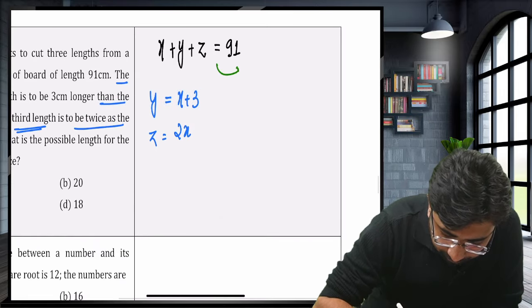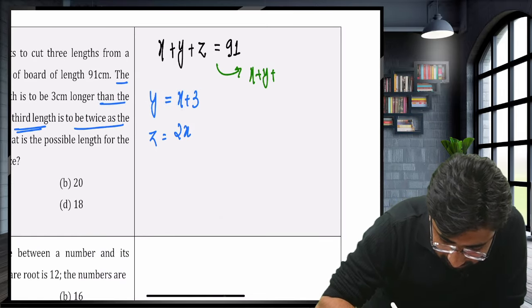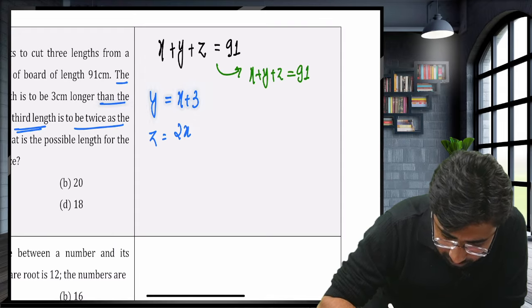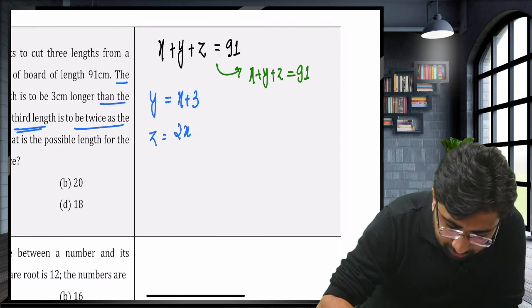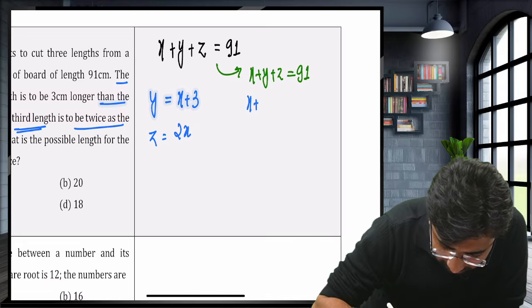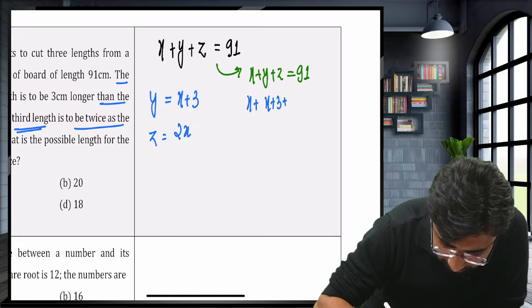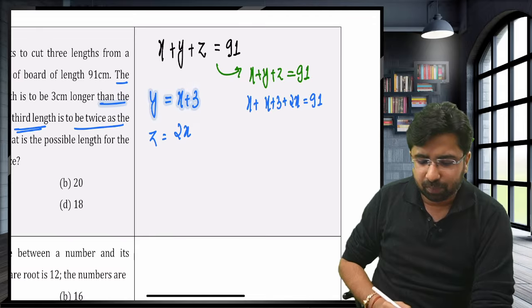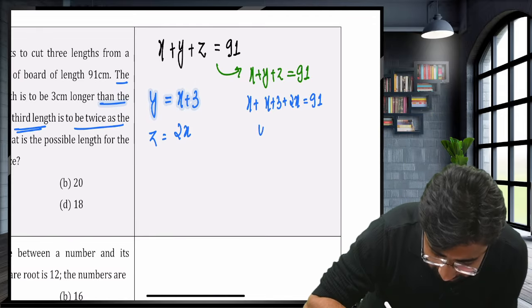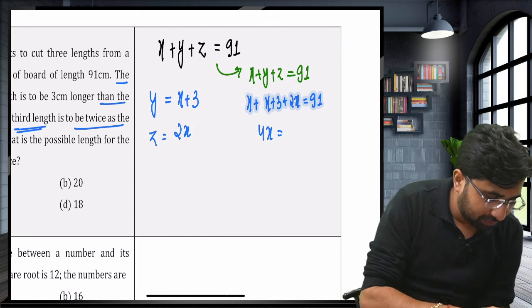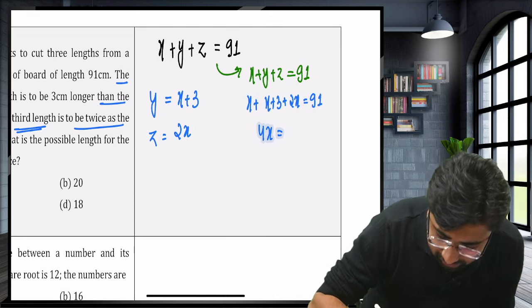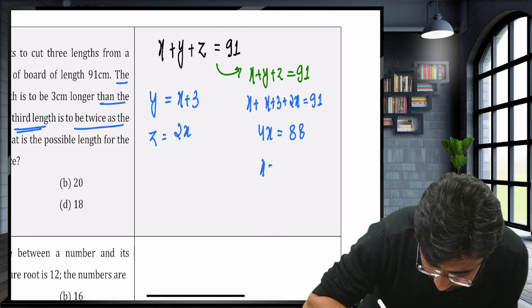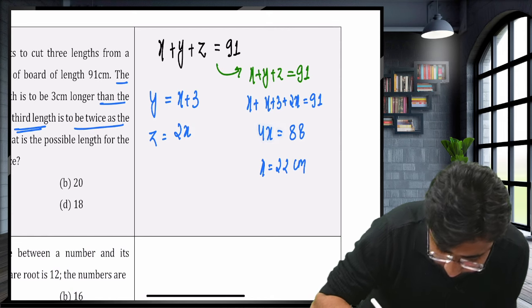Everybody knows that x plus y plus z is 91. You know everything in the form of x. Keep the x as it is. In the place of y, x plus 3. In the place of z, 2x is equals to 91. x plus 2x, 4x, 91 minus 3, 88 everybody. So x will be guys 22 centimeter.